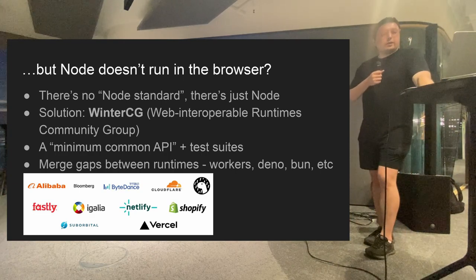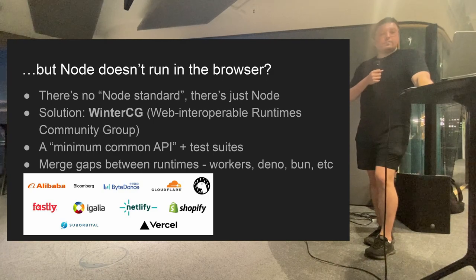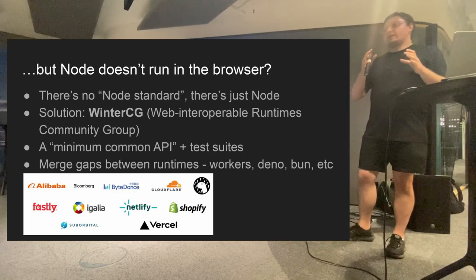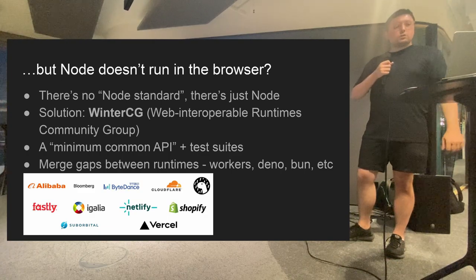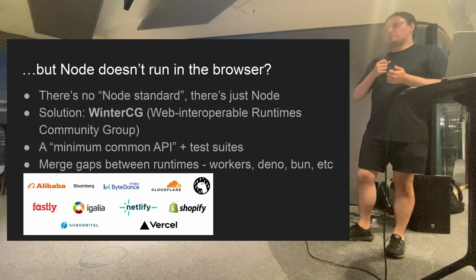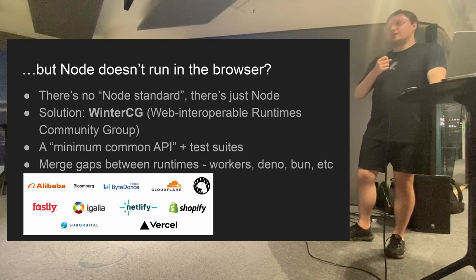The solution here is WinterCG, which is basically a community group in the W3C, the standards body. What they're doing is making everybody agree on standards of how certain bits of JavaScript should work. So, readable streams, web crypto, fetch. If you've ever had to use fetch in Node until recently, you know how hard this stuff is and how non-standard it is.